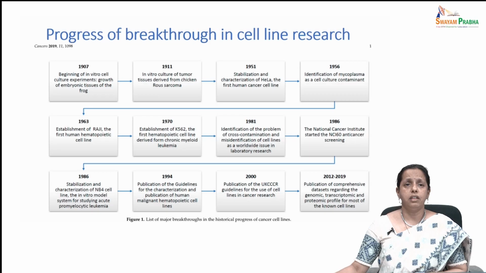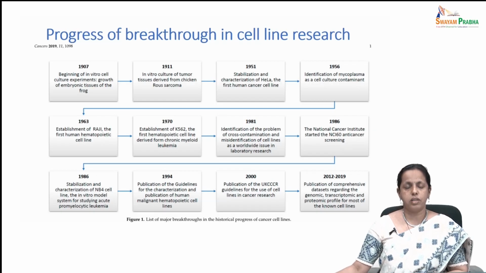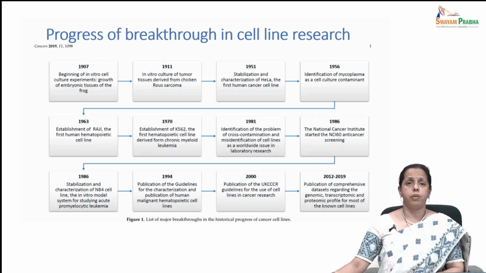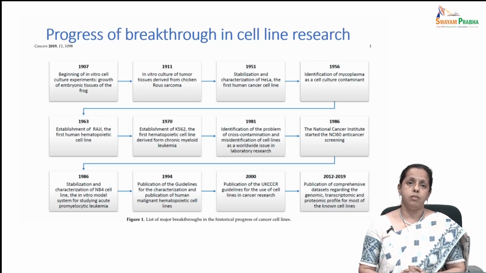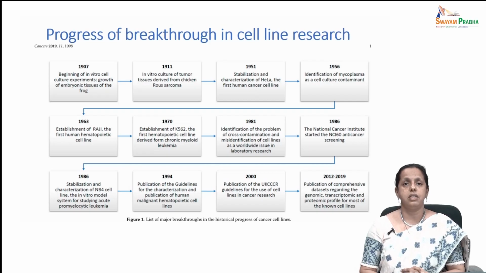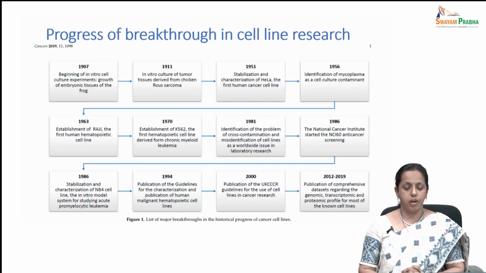And again, in 1970 you have the K562, which is derived from chronic myeloid leukemia. As this research was extensively going on and several groups were adding their own cell lines into the repository, a cross contamination was identified. That is, sometimes a HeLa was not labeled exactly as HeLa. Misidentification of cell lines is a worldwide issue, and this has become a very serious issue in the process of drug discovery.